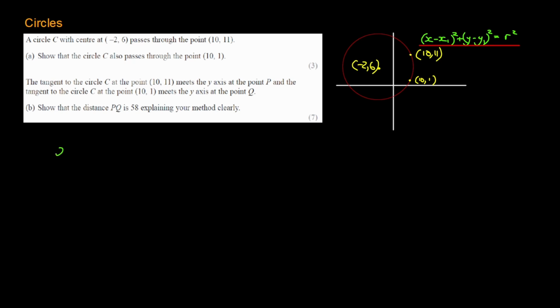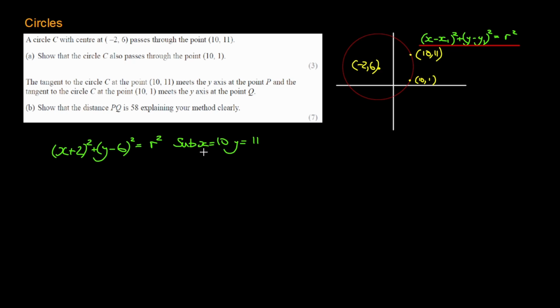Okay, so we've got x minus... Now, the negative sign is in the formula, and because we've got a negative x, this is plus 2 squared plus y minus 6 squared is equal to r squared. And because we know a point, we know that there is a value of x, which is 10, and if I put in the value of y, which is 11, which is the point on the circle, this should satisfy the circle's equation and give us the value of r.